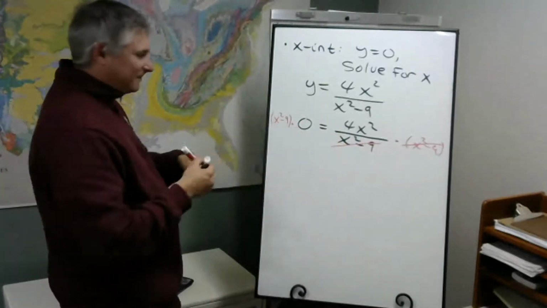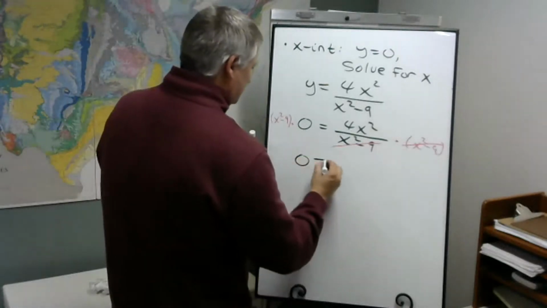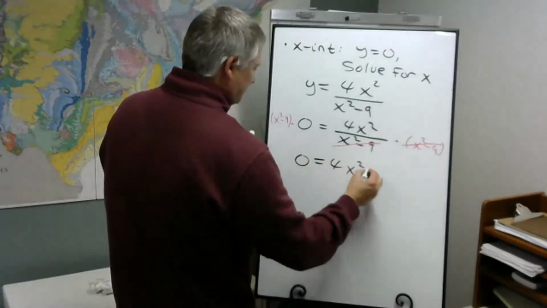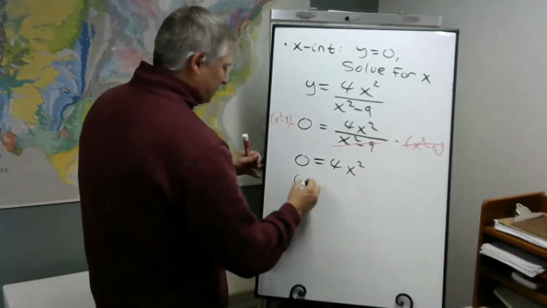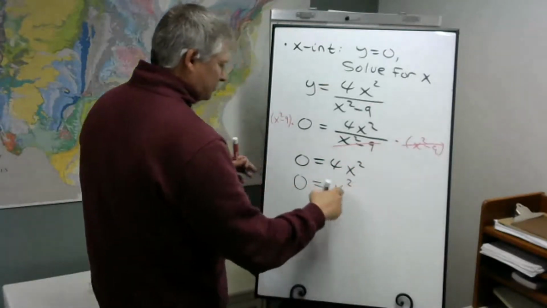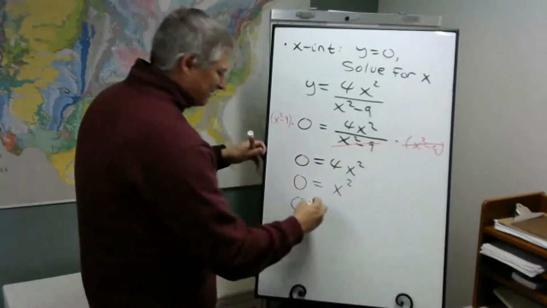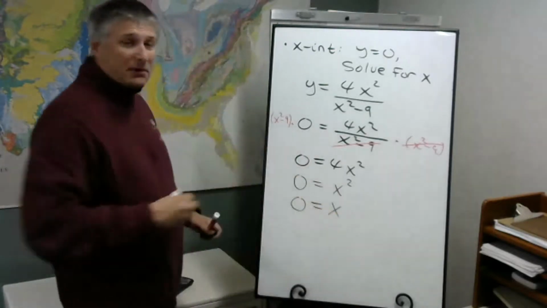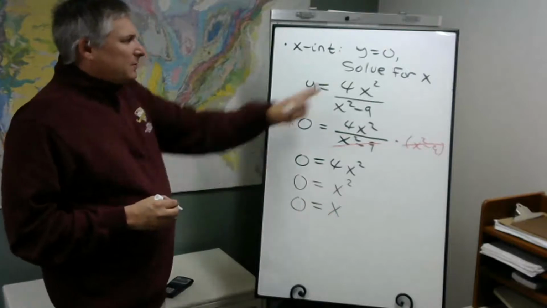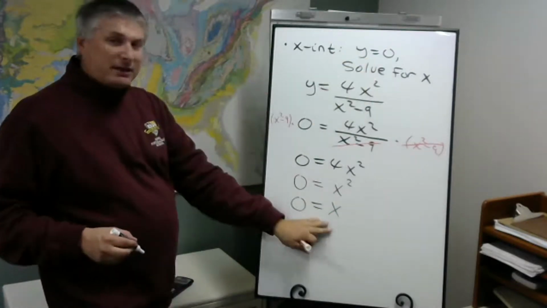This will be 0. 0 is 4x squared. Divide both sides by 4. Square root of 0 is just 0. There's no plus or minus 0. You see that x is equal to 0. So when we let y be 0, we get an x of 0.